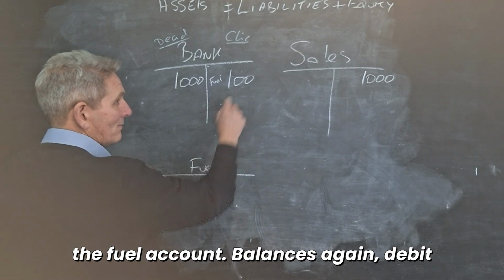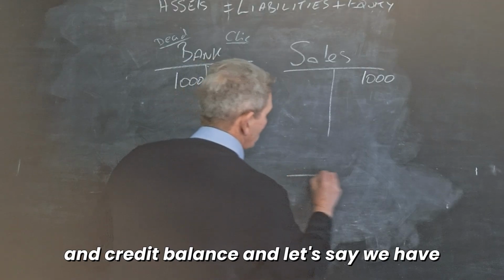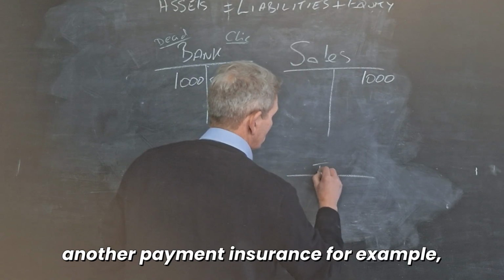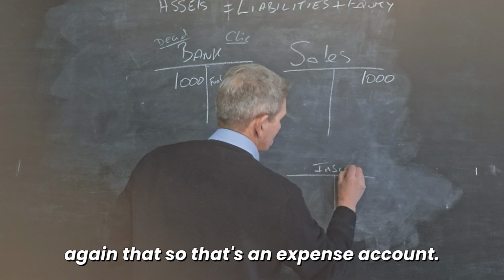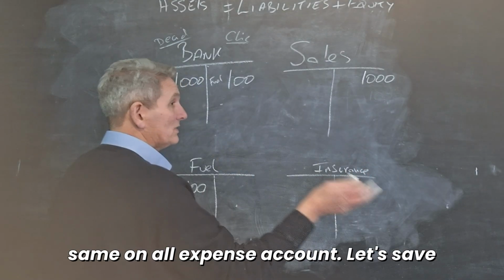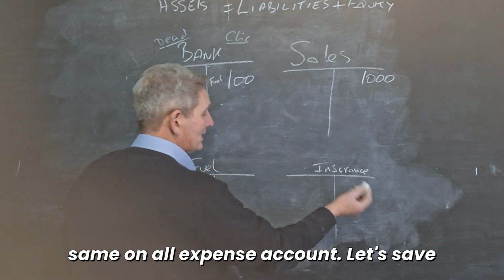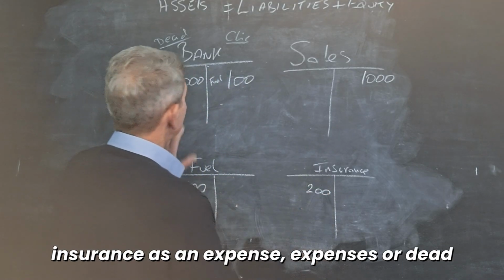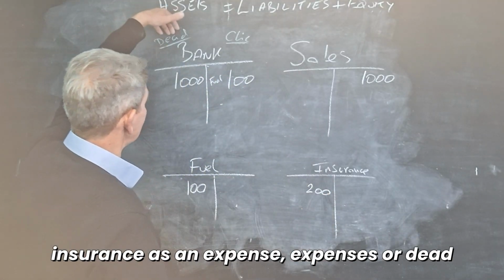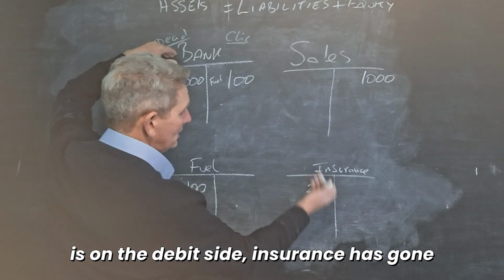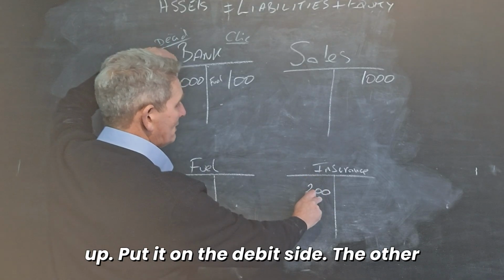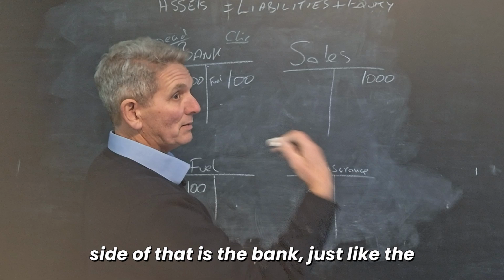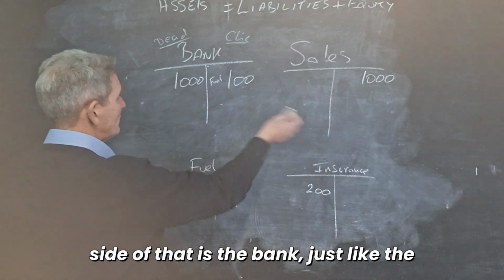It balances again, debit and credit balance. And let's say we have another payment, insurance, for example. Again, that's an expense account. It's the same on all expense accounts. Let's say the insurance is $200 that we've had to pay. Insurance is an expense. Expenses are on the debit side. Insurance has gone up. We put it on the debit side. The other side of that is the bank, just like the fuel, it's come out of the bank.